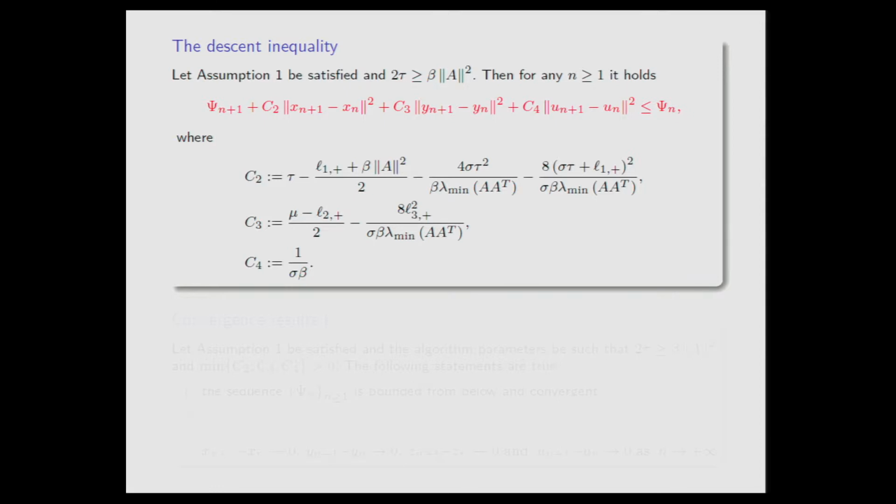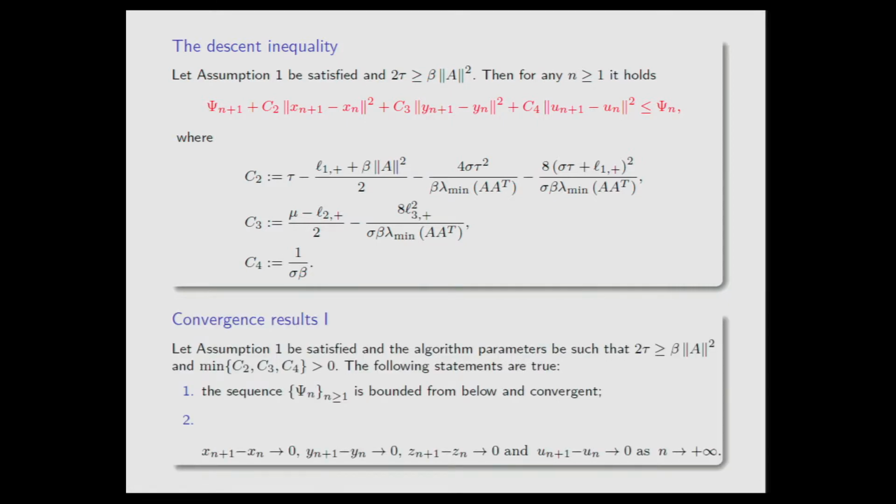Of course, as you notice here, we are using the minimal eigenvalue of A times A transpose, so it must be positive. Yeah? And this is why we assume that the matrix is surjective, and all the other variables which appear in the algorithm. Okay, and now by assuming that these three constants are positive, we obtain that the sequence psi n, this is, as I said, the augmented Lagrangian plus something, is bounded from below. It is convergent, and we get that these so-called discrete velocities all converge to 0. And this is an easy argument followed by telescoping.